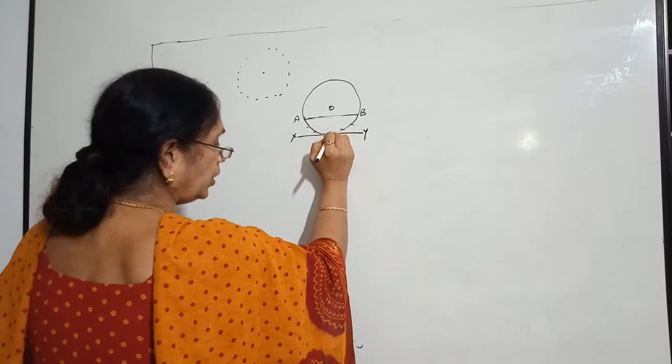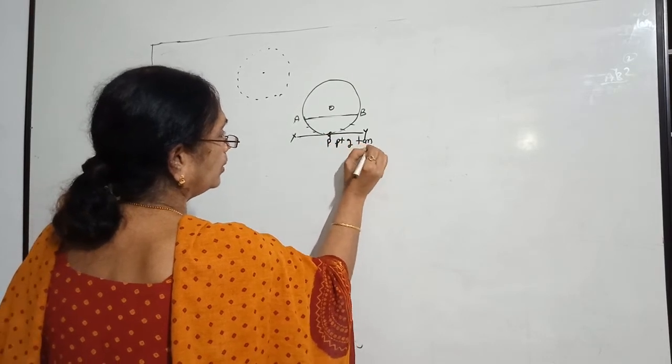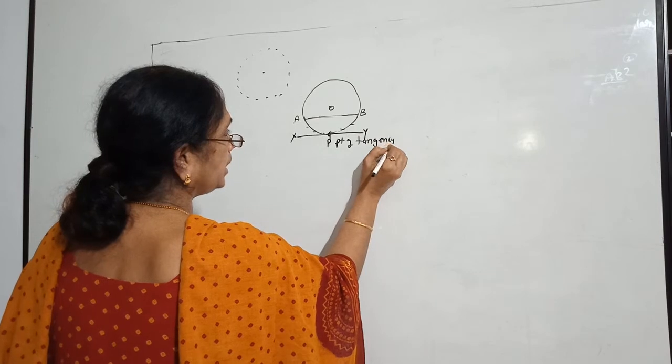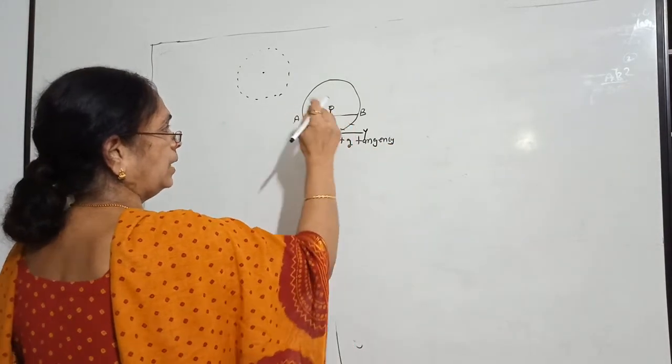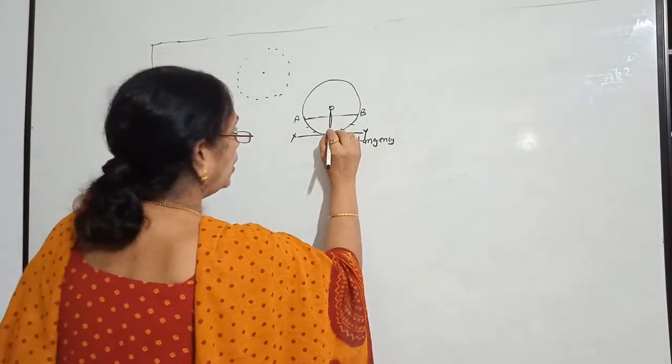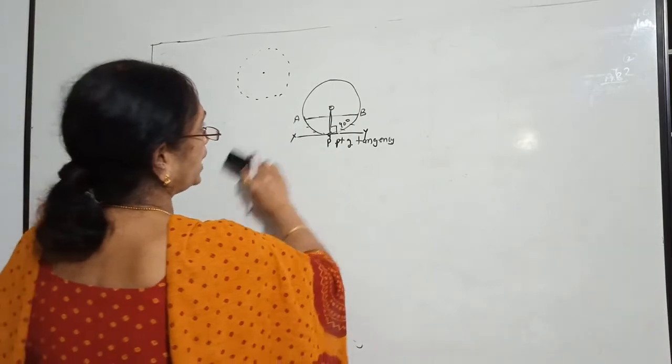Now this point is called the point of tangency, the point of tangent, and this is nothing but the radius. The radius and tangent always make an angle of 90 degrees. Keep this in your mind as a property.